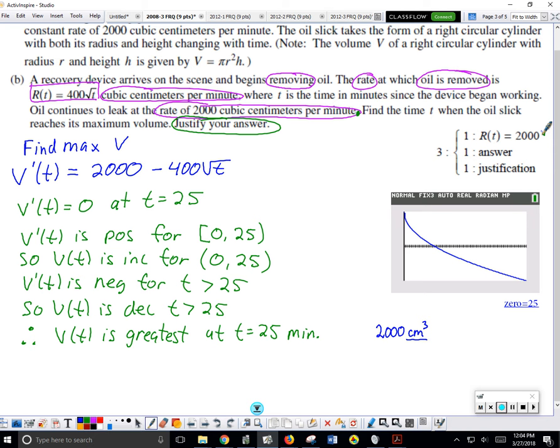I think that's valid. I prefer this way. I think it communicates better. But I think that would be valid. I don't think they take away points for that. I think if you say, you know, like you'd write this, and then you'd write V prime of 25 equals 0. I think that's okay. It is equivalent to that.